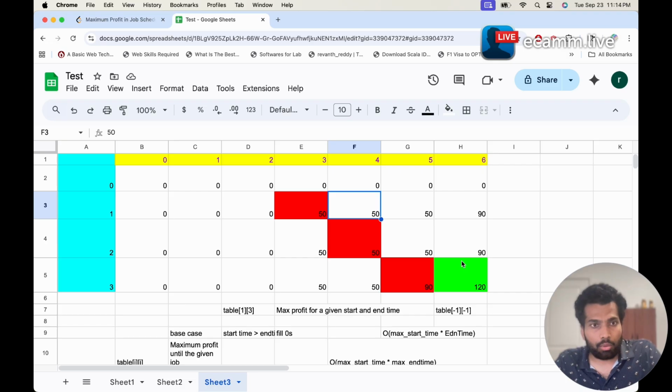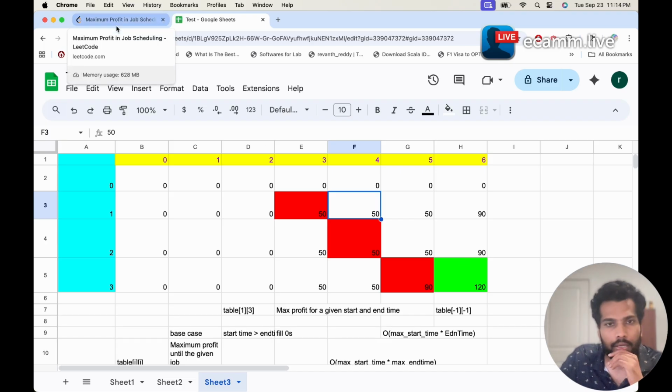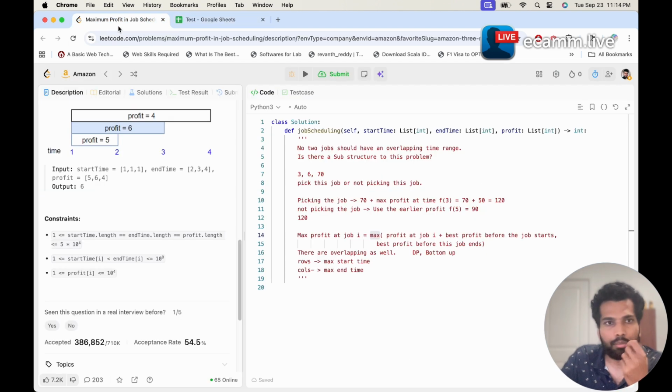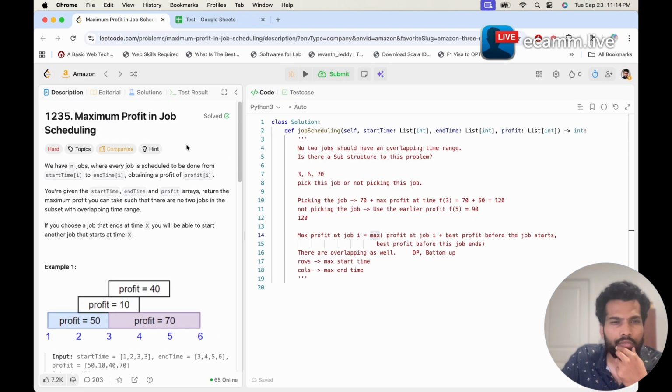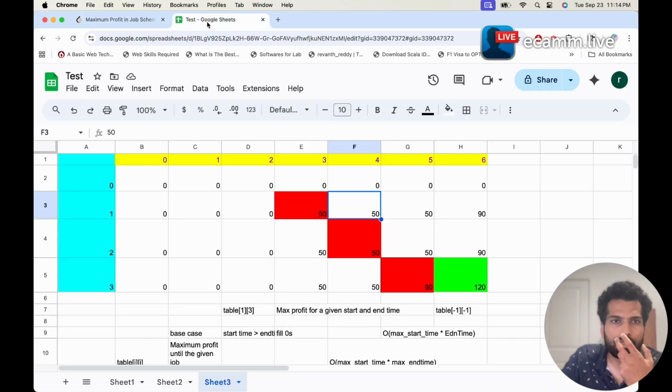Now this grid will be useful if the problem asked, like if you think of this as some scheduler that some service is using, and some user wants to query what is the maximum profit for a given start and end time. Then I think this grid would be useful in that scenario.